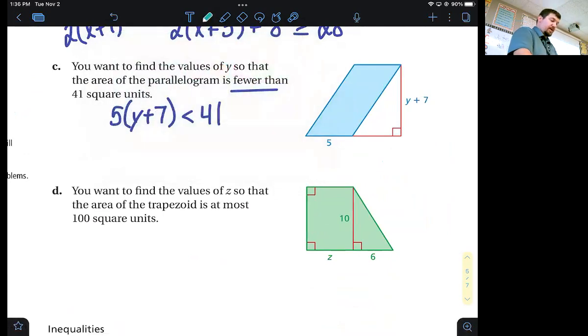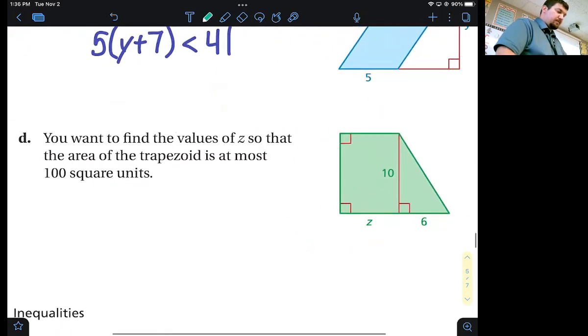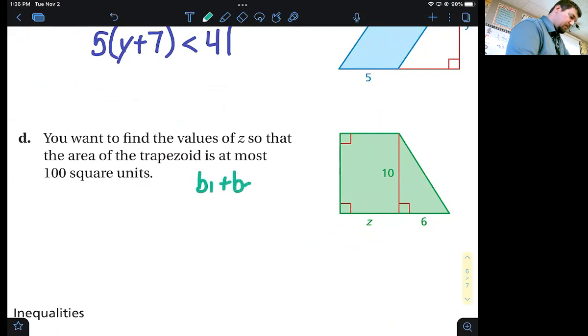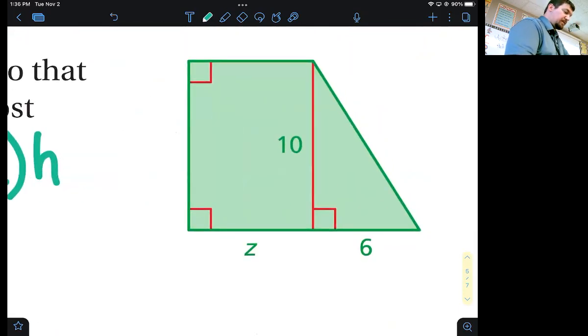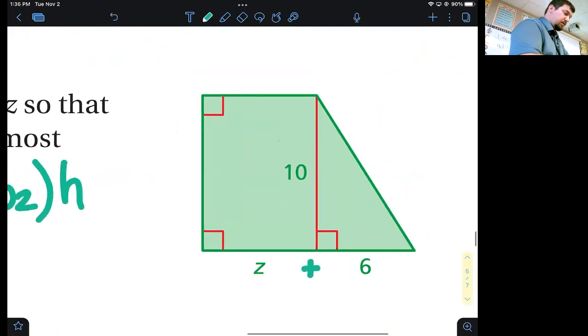Example D, it's a trapezoid. You want to find the values of Z so that the area of the trapezoid is at most 100 square units. Maddox, how do I find the area of this trapezoid? That's right. Okay, so let's plug in. What's base 1? Z plus 6, okay. What's base 2? Just Z, good job.